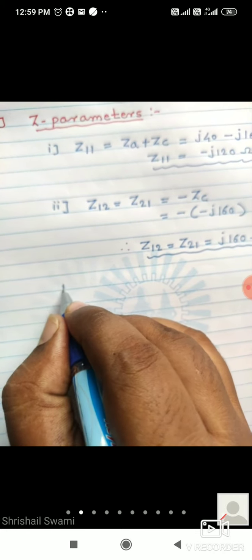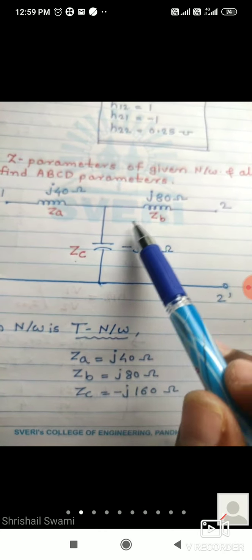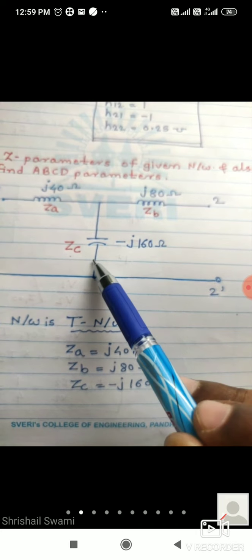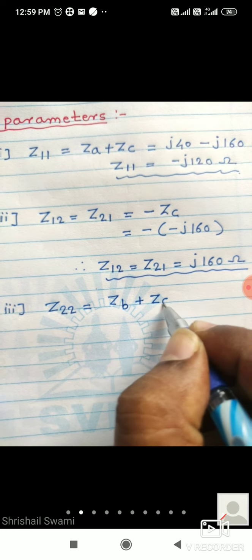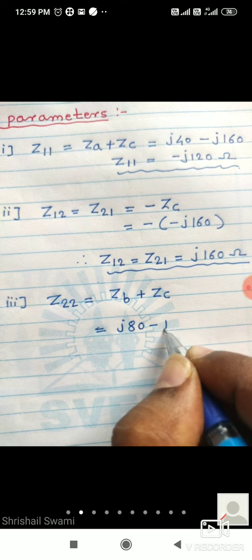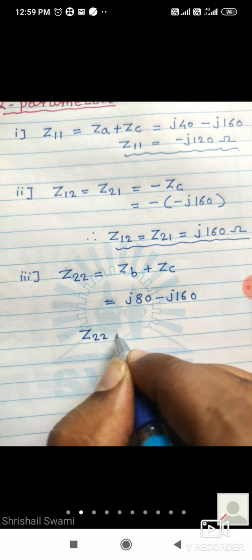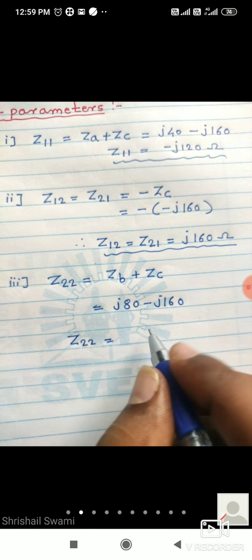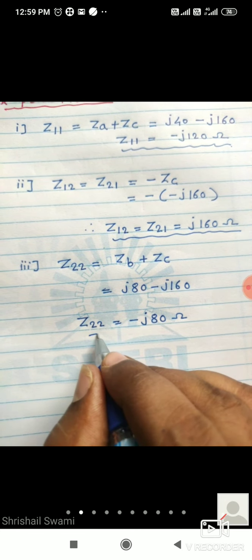Now last, that will be Z22. So Z22 is equal to addition of these two, ZB plus ZC. Okay. So Z22 is equal to ZB plus ZC. So put here ZB is equal to J80 minus J160. So answer is Z22 is equal to 80 minus 160 means minus J80 ohm. So this will be the last.